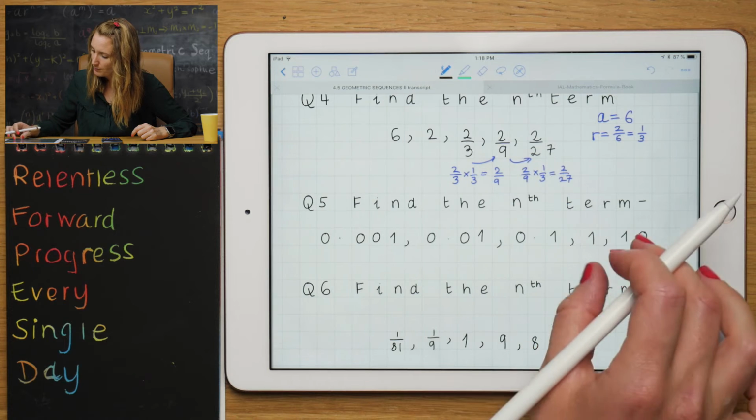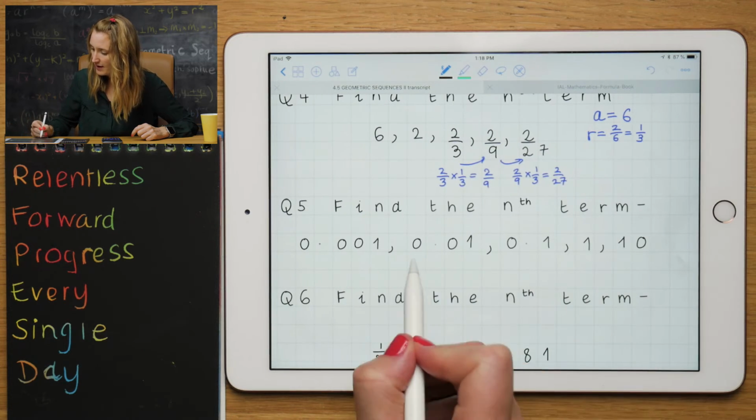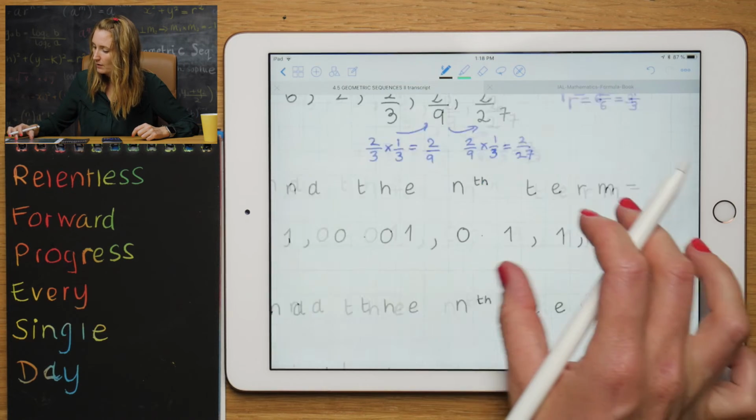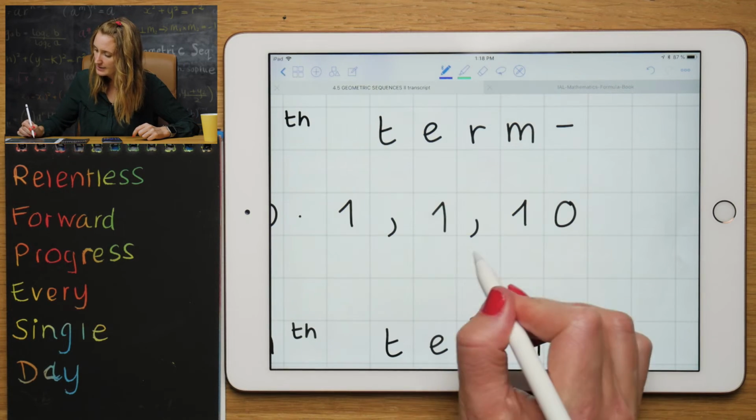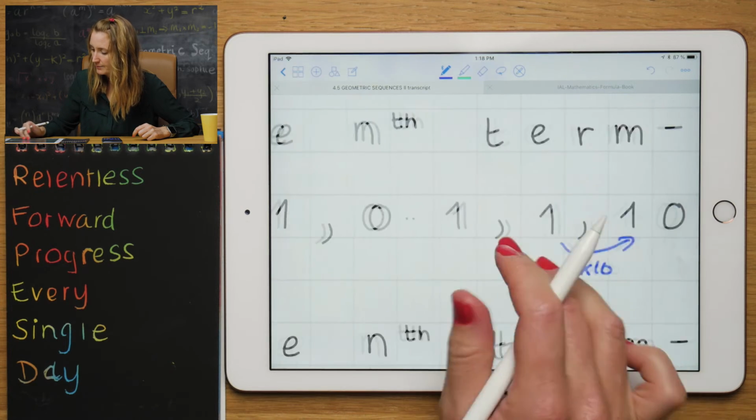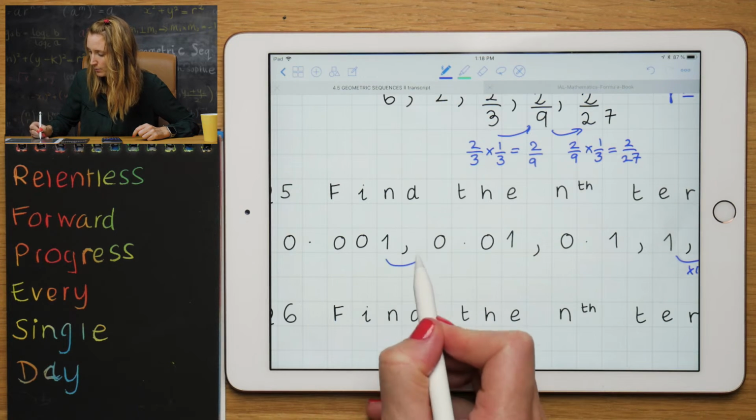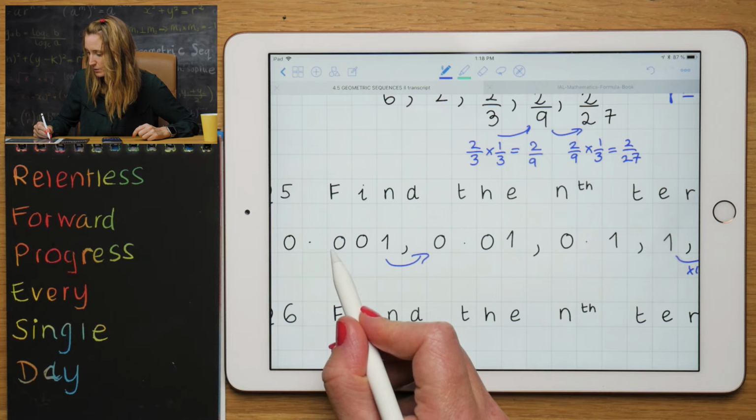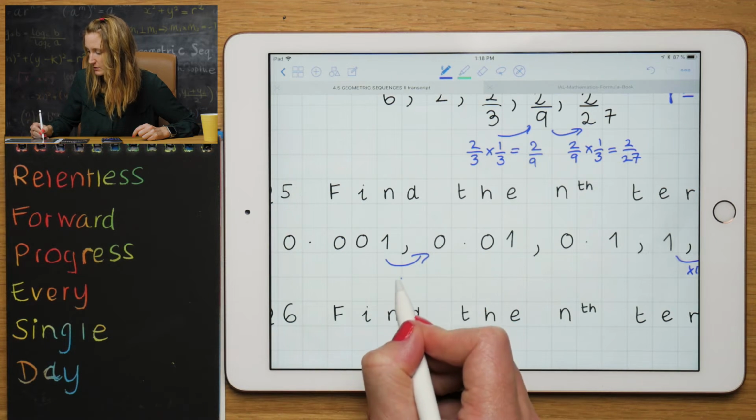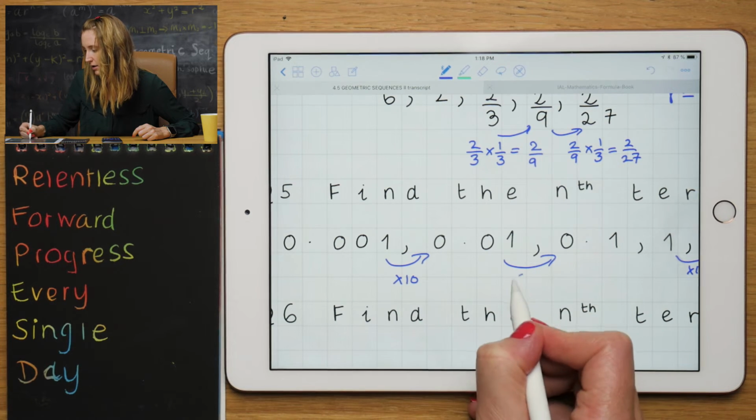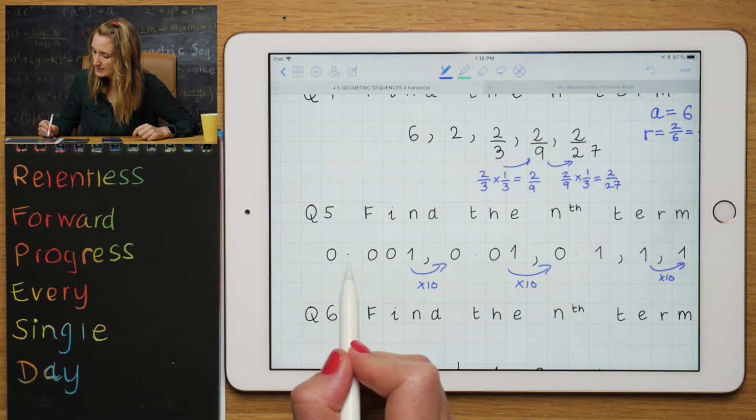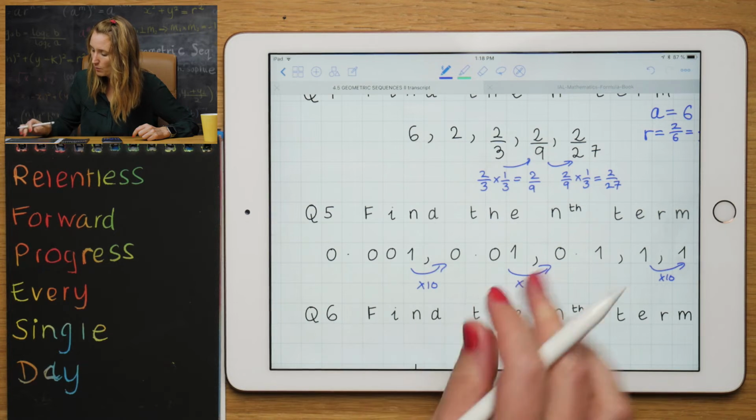Question 5 is probably easier to find the r if you look a little bit further down the sequence. Now, if I go down here, for example, I can see 1 times 10 will be 10. And each time we're moving up by 1 decimal place, so we're going from having 2 zeros in front of the point to having 1 zero. So you can see that each time here, I've multiplied by 10. Now, the a in this case is 0.001.